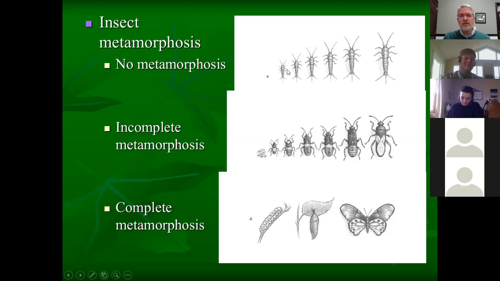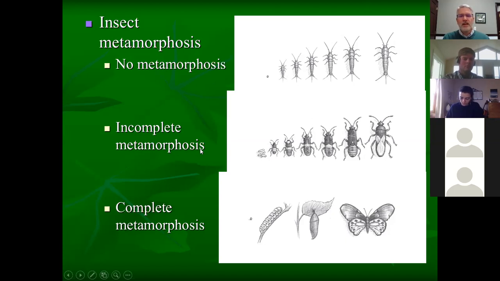This, again, is an insect that shows no metamorphosis. They keep getting bigger, but there's no real apparent change in body form during these immature stages. This last molt to an adult, the only difference here is that it's sexually mature, whereas these are immatures.